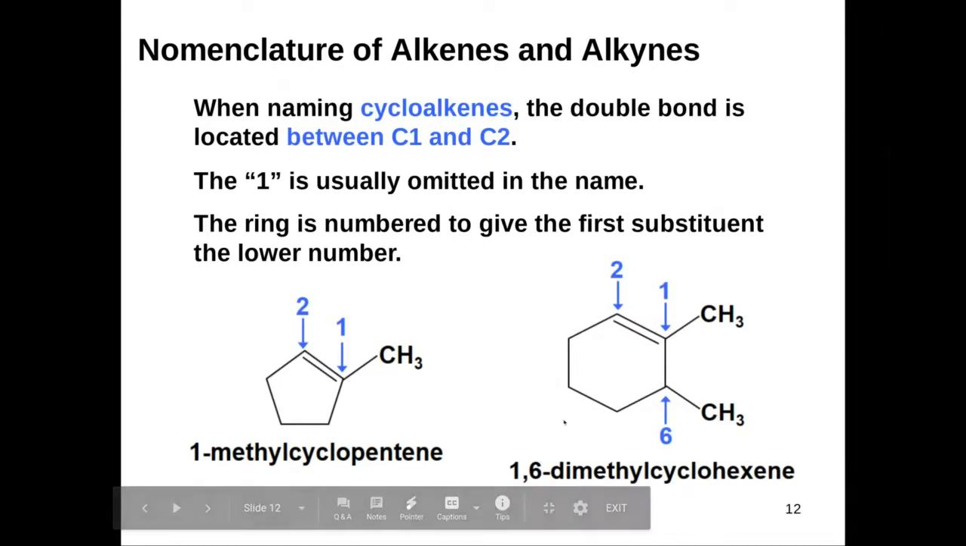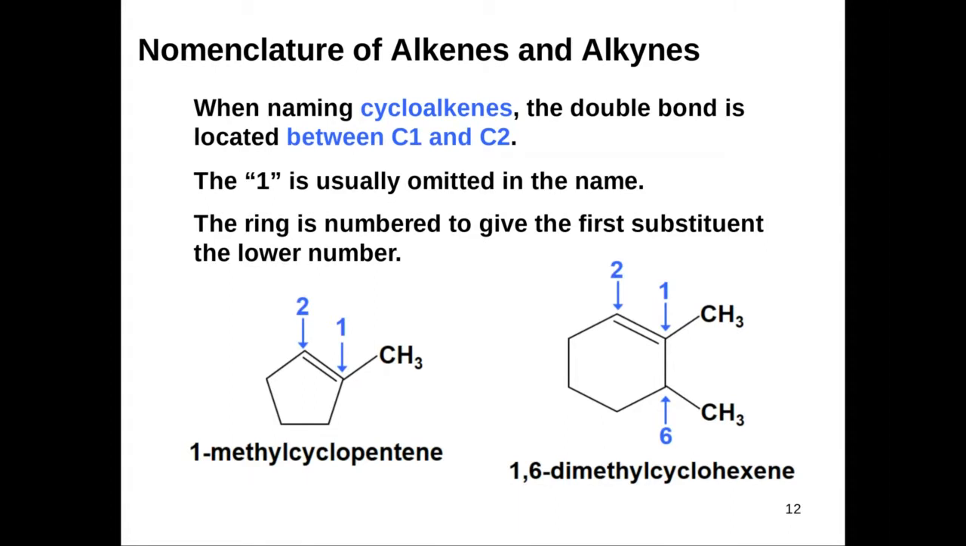Now, the slightly more complex example, again, we have 2 substituents here. We have 2 methyl groups here. But we have 1, 2, 3, 4, 5, 6. So it's a 6-member carbon ring. So it gets the cyclo and the hex part. And then the ene, because we see there's a double bond.